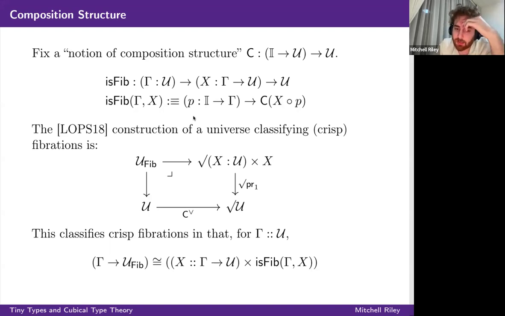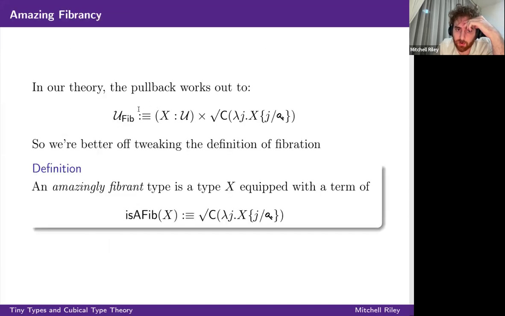So in the present type theory, you can calculate this pullback very explicitly. More explicitly than they do, because the construction gets stuck on some axioms. So the pullback that we're interested in works out to the following. An element of this universe of fibrant types is just a type together with a term of the following thing: root applied to the composition structure for this line of types.